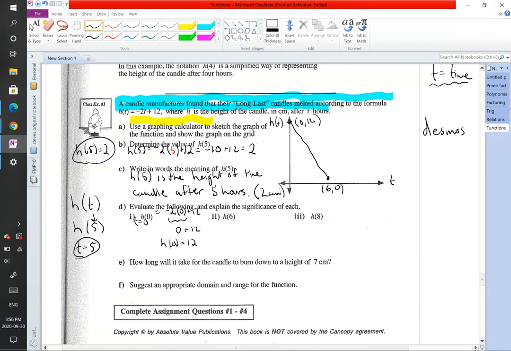And the significance of that is that at time 0, that's the starting height of the candle, right? That is how tall the candle is before we even start burning it.